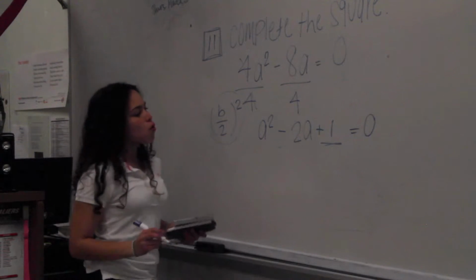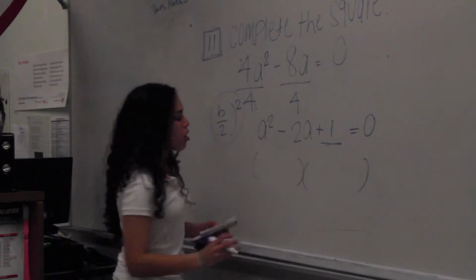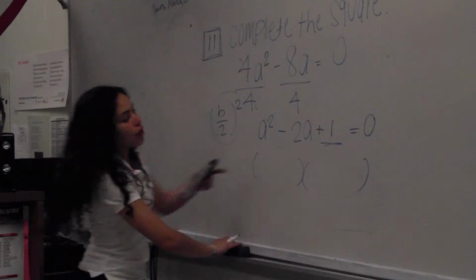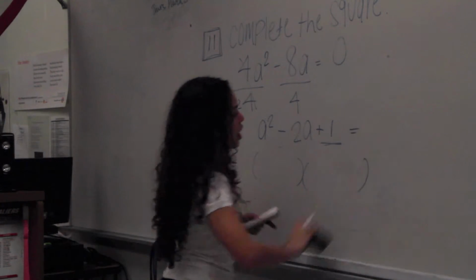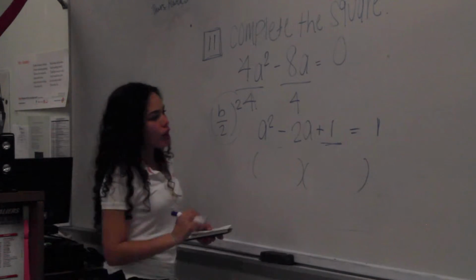Okay, so we're going to factor. So how do we factor? I forgot to mention, when you add 1 here, you have to add it to the other side, so there's going to be a 1 here too. So that's important to remember.